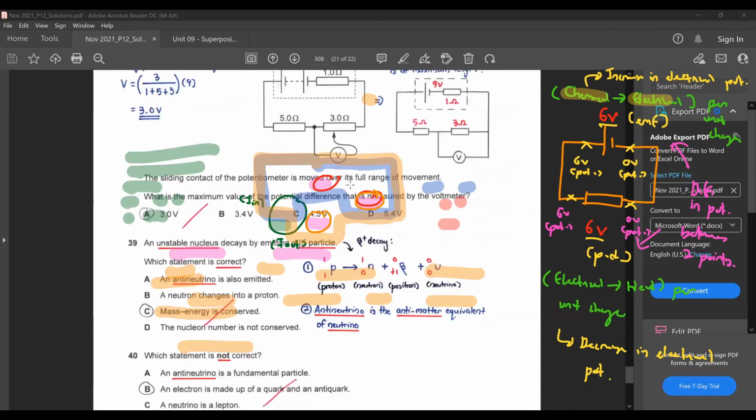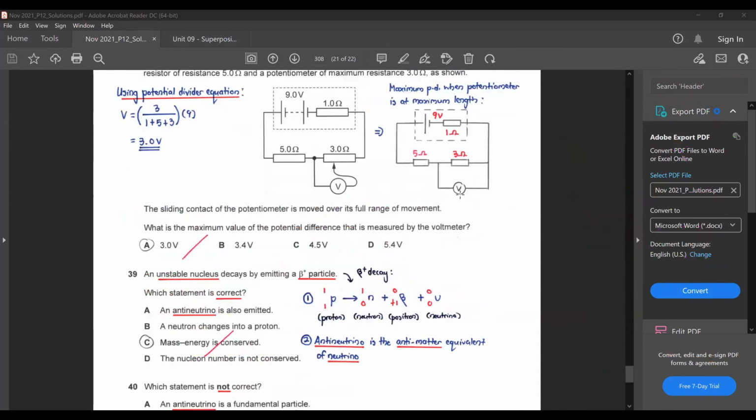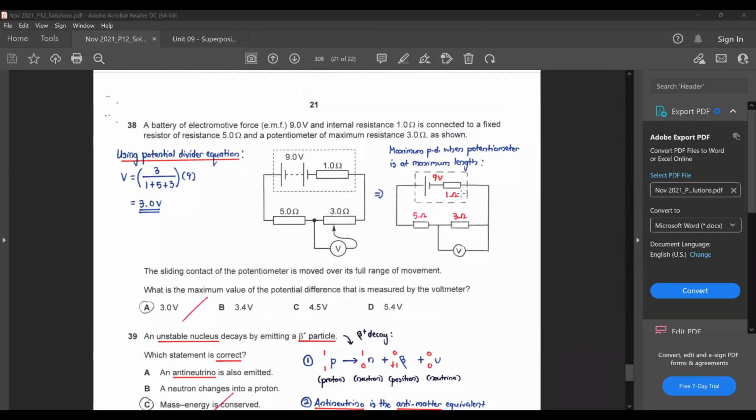Then we go to 38. This one is potentiometer. I think, yeah, potential divider, sorry. All right, now for 38, you have a battery of EMF 9 volts, an internal resistor 1 ohm that is connected to a fixed resistor of resistance 5 ohm, and a potentiometer of maximum resistance 3 ohms as shown. The sliding contact of the potentiometer is moved over its full range of movement. What's the maximum value of the potential difference that is measured by the voltmeter?